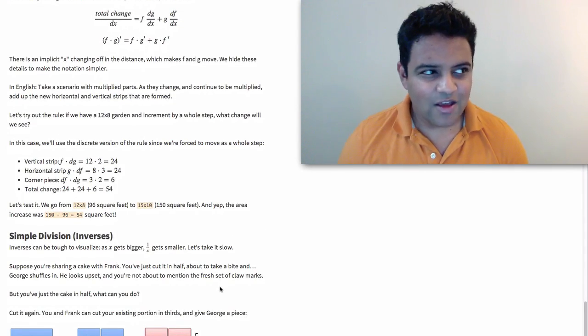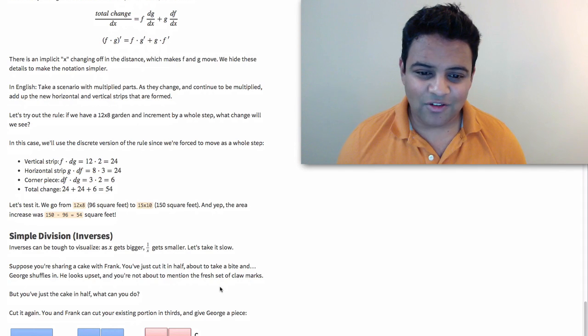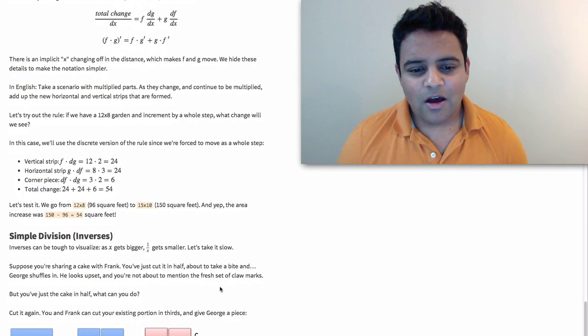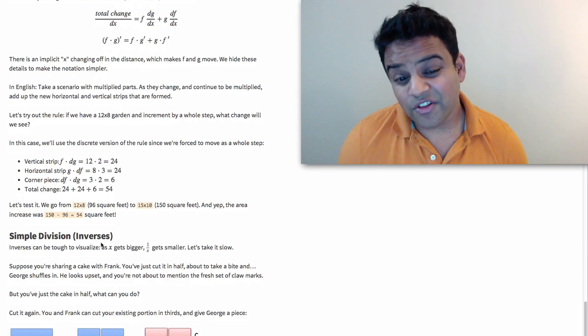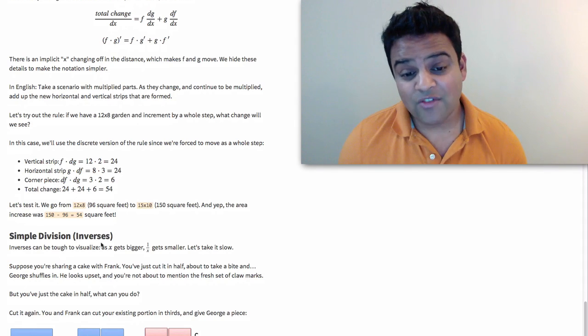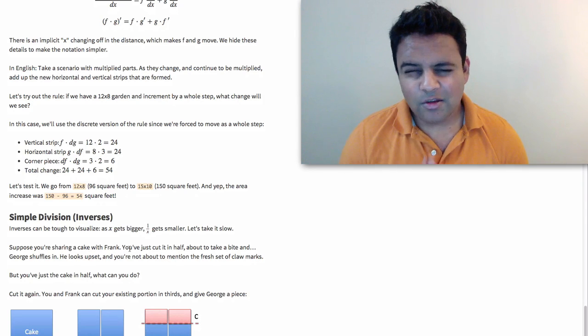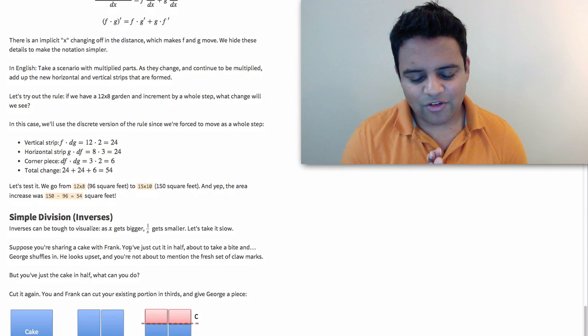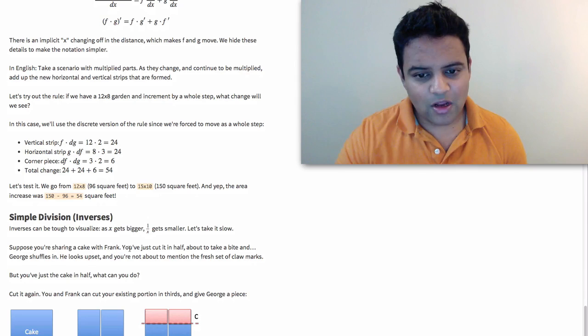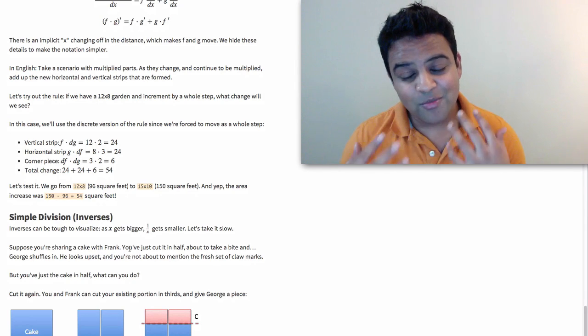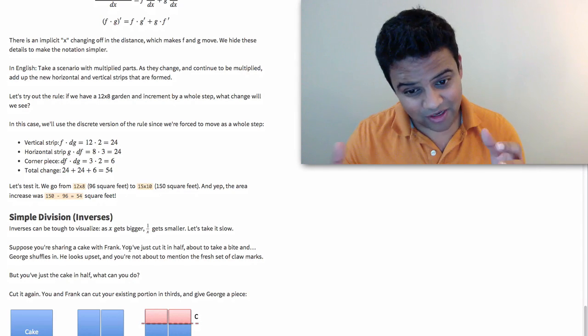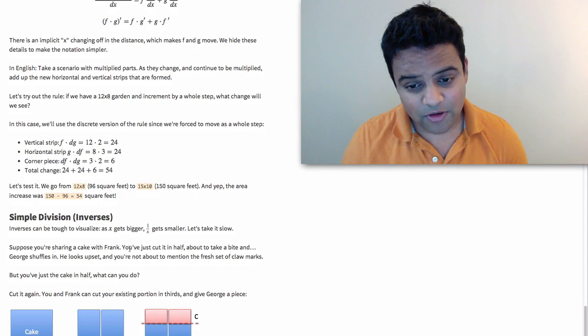And this is a tricky example, but I kind of like it because I think it's a little bit useful. We're going to talk about simple division, basically inverses. So instead of x, we're going to have 1 over x. And the question is, now how does that change? It's a little bit weird to think about because 1 over x is an inverse. So the bigger x gets, the smaller 1 over x gets, right? Because as x is getting big, it's being divided into smaller and smaller pieces.